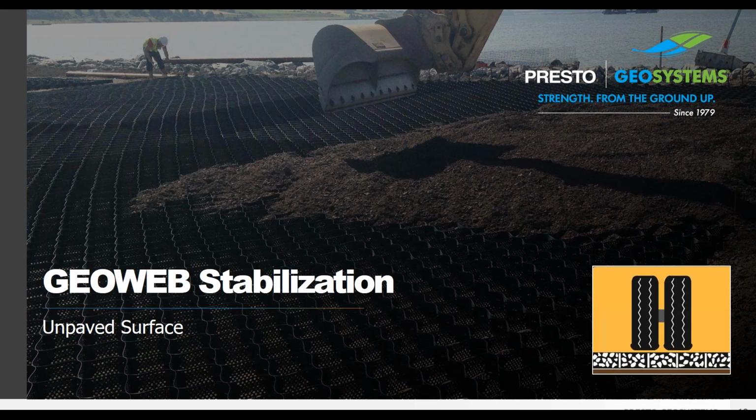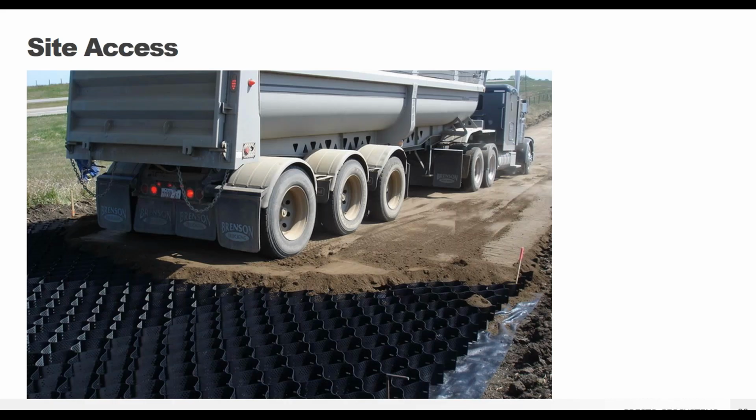An aggregate surface has advantages in terms of things like saving on pavement costs. And when using the GeoWeb system, you can design a system that allows for stormwater infiltration and provides stormwater storage. So you have those positive environmental impacts as well.